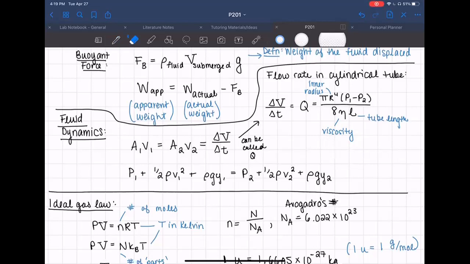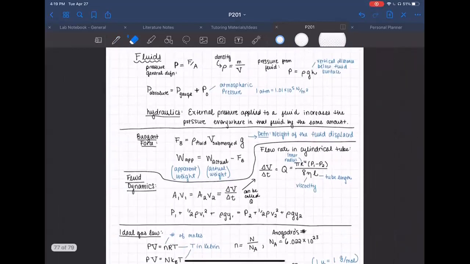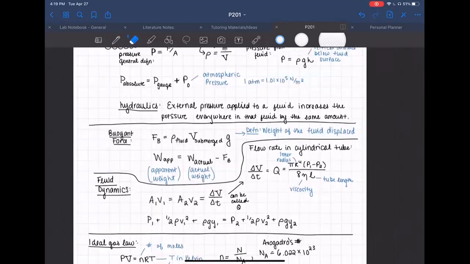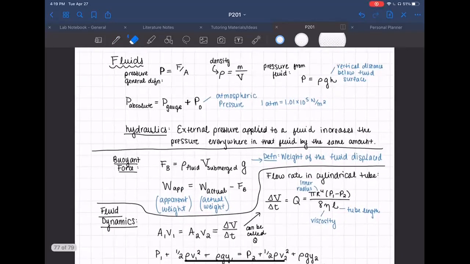Okay, and that's pretty much all I have for fluids. I'll zoom out and get a more zoomed out picture for that. Any other fluid questions before I move on to heat stuff?